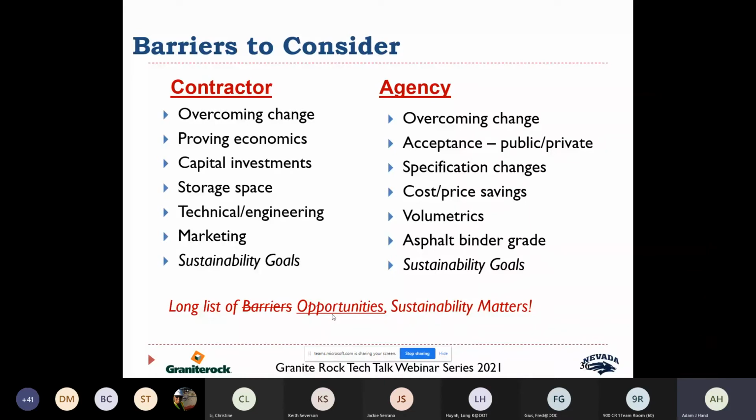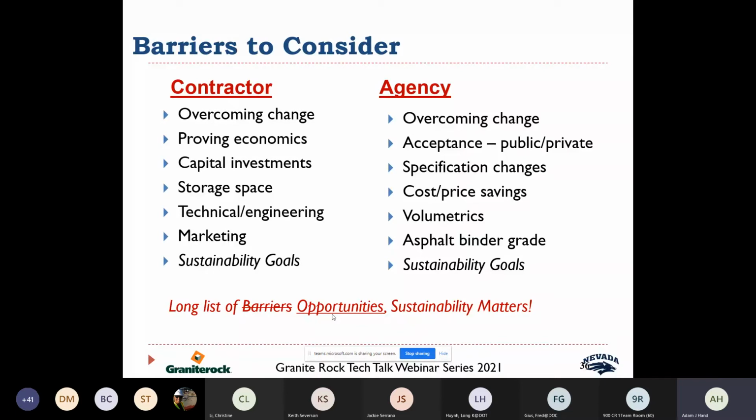Again, there's change, right? Acceptance is really the agency's responsibility, whether that is a public agency or maybe a private owner, but it's the owner's responsibility to determine how they're going to accept that material. It may require some specification changes. There may be some cost or price savings for contractors, and please don't get mad at me, contractors in the room, but I've watched this over the years.